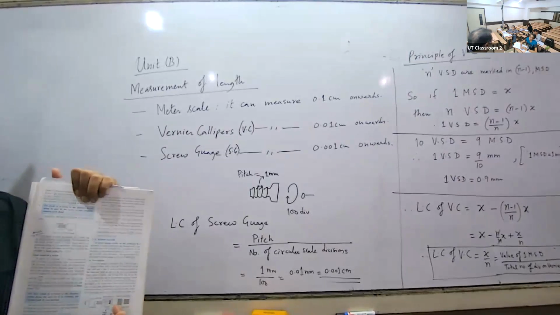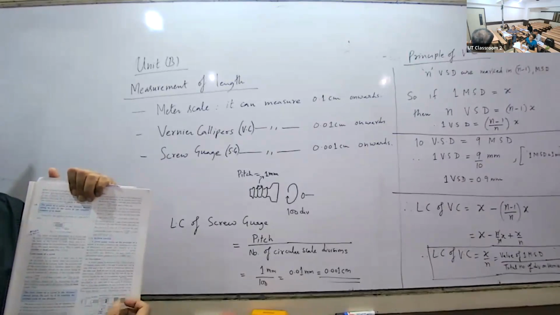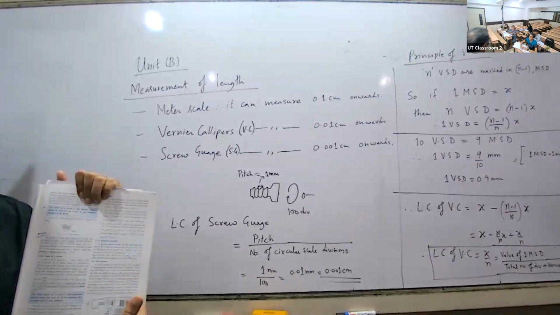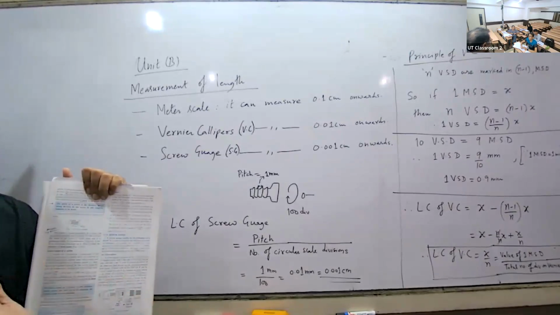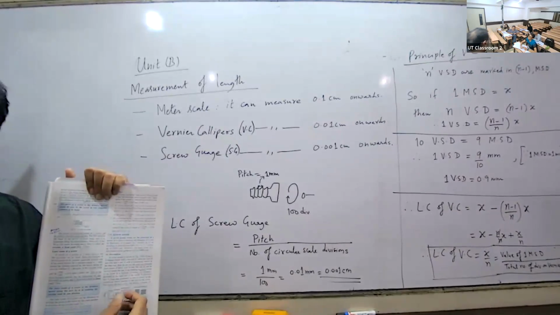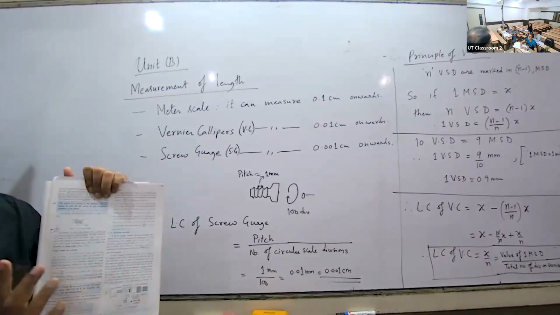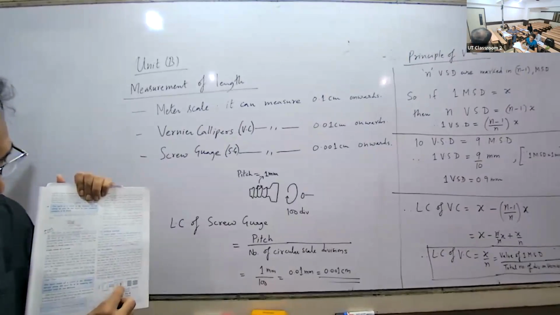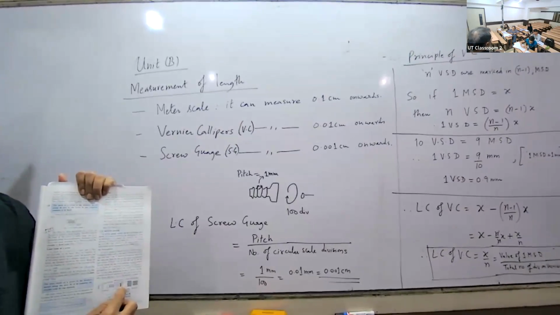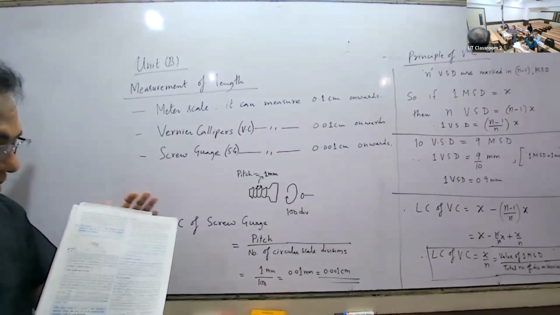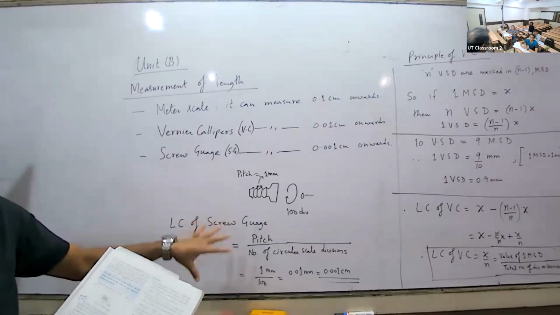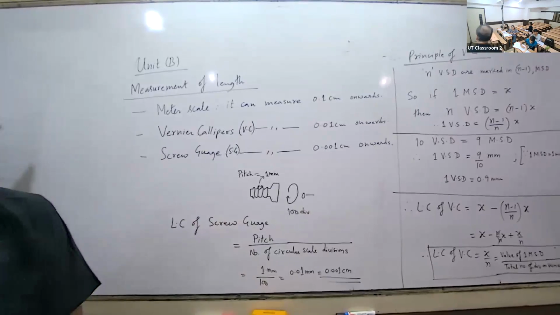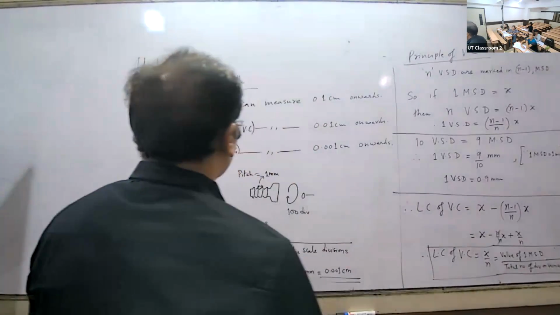This has got some spring. So when you gently rotate it, at one point it will stop. When you rotate it again, you will know that now it's not free, so you stop there. Otherwise, you might end up forcing it and the shape will change. Got it? Now there is a main scale and a circular scale. Having known the least count, now I'll tell you how to take measurements, first by vernier scale, then by screw gauge.